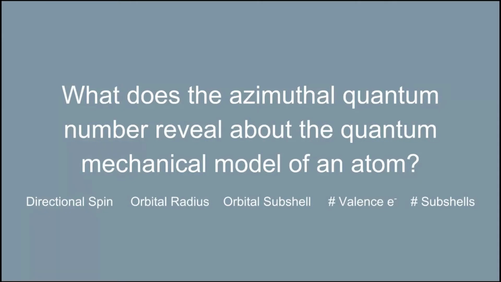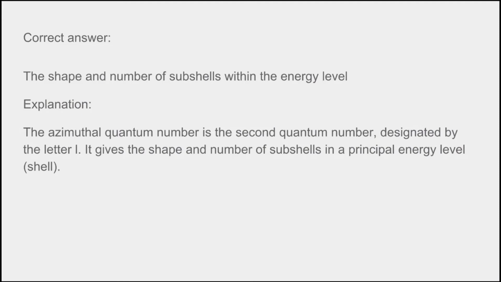And then our second question is, what does the azimuthal quantum number reveal about the quantum mechanical model of an atom? The directional spin, the orbital radius, the orbital subshell, the number of valence electrons, or the number of subshells? And the answer: the shape and the number of subshells within the energy level. The explanation is the azimuthal quantum number is the second quantum number designated by the letter l. It gives the shape and number of subshells in a principal energy level, the shell.